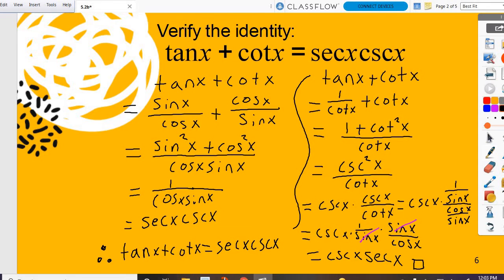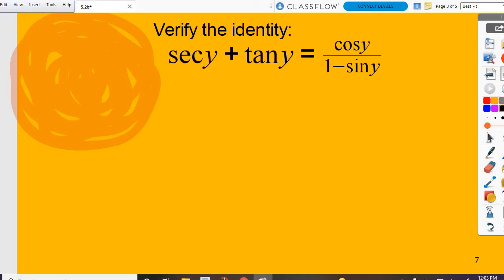So let's look at another example. What do we have here? Secant of y plus tangent of y equals cosine of y divided by 1 minus sine of y. So what do we want to do first? Or which side do we want to work with first? Which one? Left. Yeah, I would work with the left side because, again, we have addition, and it's going to be easier to combine addition some way than it is going to be to try and break stuff apart for right now.